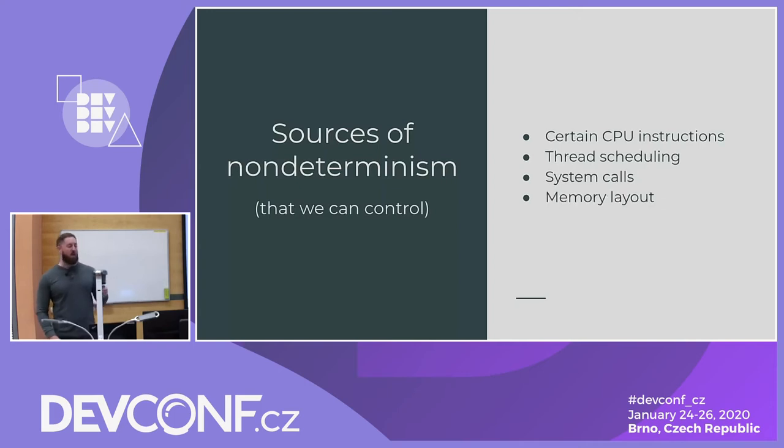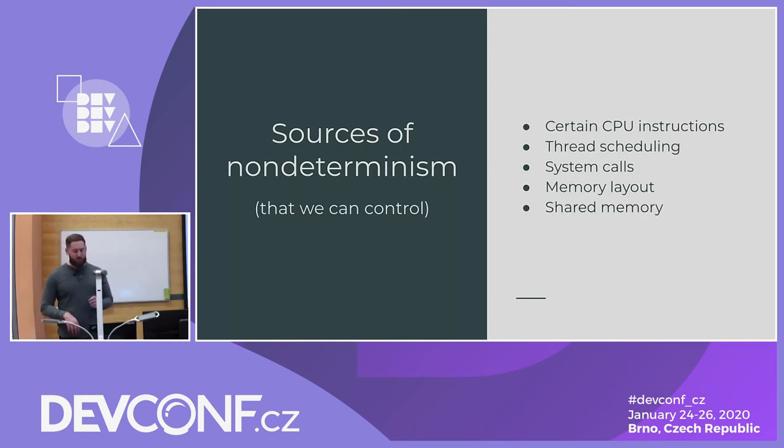So, memory layout. RR, when replaying, will recreate the memory layout that was there initially, meaning all variables are going to have the same memory address, and so on and so forth. So it removes that kind of non-determinism as well.